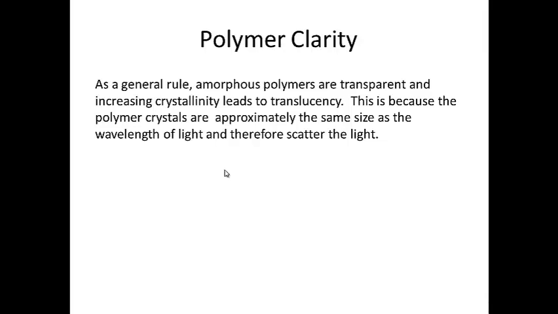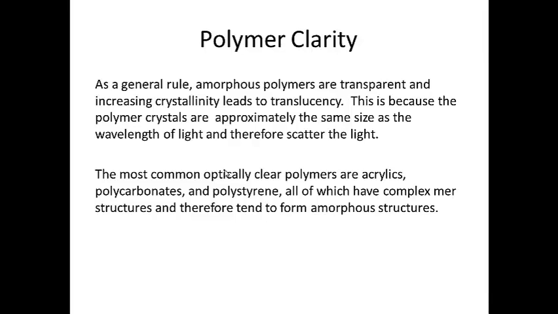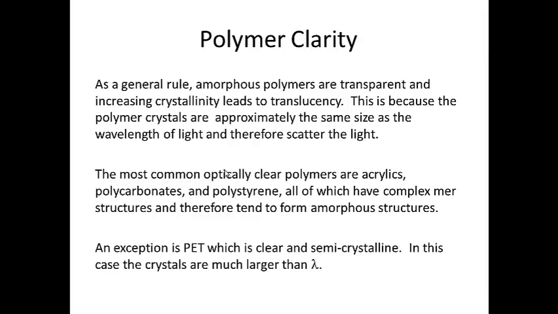Polymer clarity is another important property of polymers for transmission of light. As a general rule, amorphous polymers are transparent, and increasing amounts of crystallinity in the polymer lead to more translucency, until eventually, as a polymer becomes nearly completely crystalline, it becomes opaque. This is because the polymer crystals are approximately the same size as the wavelength of light and therefore scatter the light. Good examples of transparent materials include polycarbonates, acrylics, and polystyrenes, all of which are amorphous because of their complex mer structures and therefore transmit light.